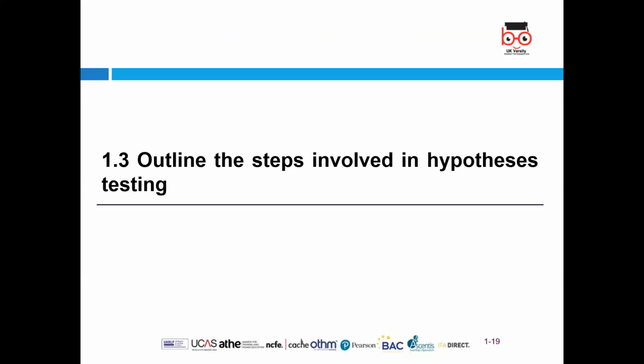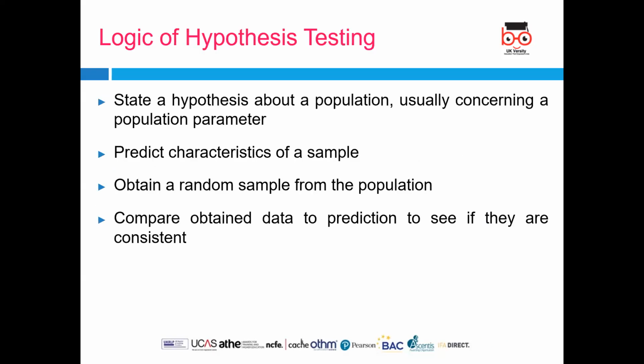Now we look into the third learning outcome, which is to outline the steps involved in hypothesis testing. First we look into the logic of hypothesis testing. It involves stating a hypothesis about a population, usually concerning a population parameter, then predicting the characteristics of a sample. If you remember, a sample is a subset of a population, which we studied in the earlier module. Then obtain a random sample from the population and compare the obtained data to the prediction to see if they are consistent. That is the general logic of hypothesis testing.